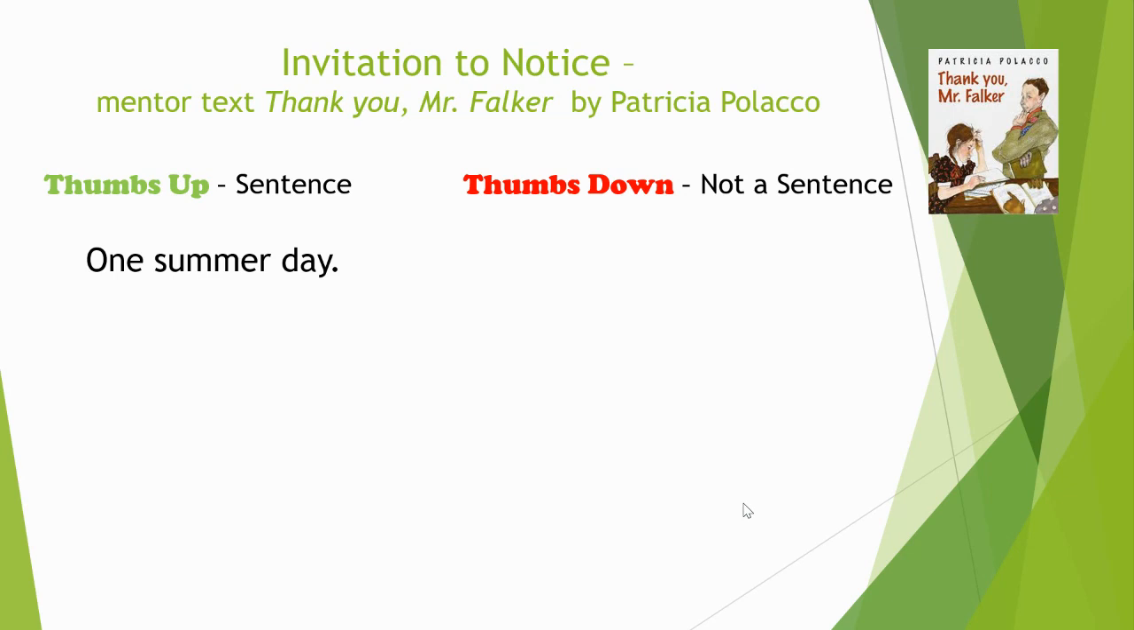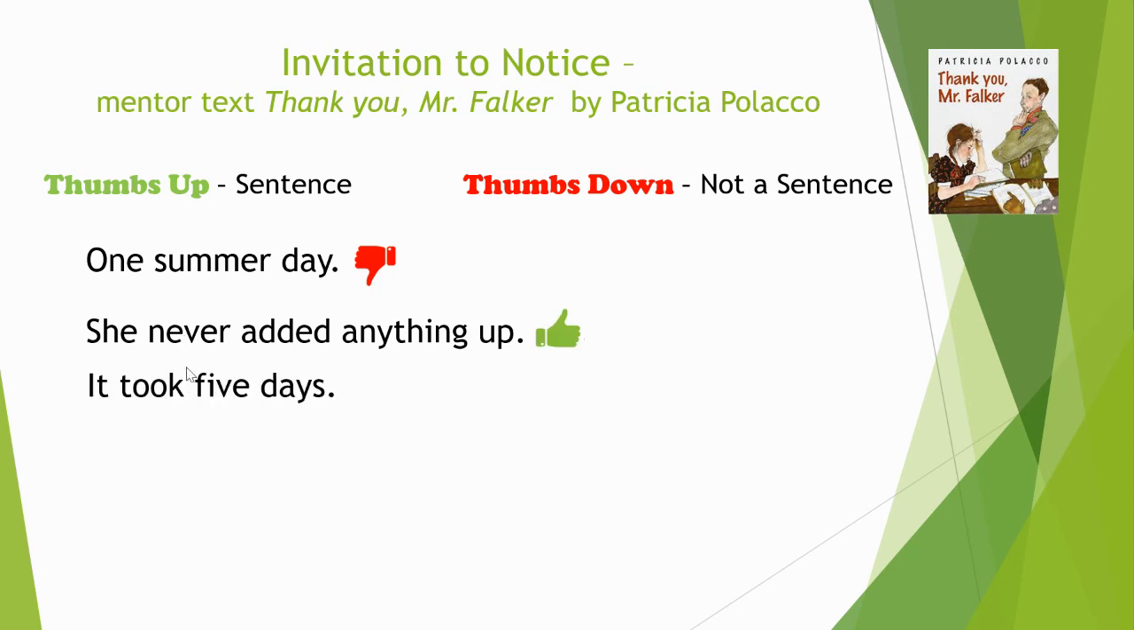One summer day. Well, I see that one summer day does not give me a complete thought. I do not have a subject or predicate. So in that instance, this would not be a sentence. He never added anything up. Here I have a subject and a predicate. It does make a complete thought, so this would be a sentence. It took 5 days. Once again, we have a subject and a predicate. It makes a complete thought. This is also a sentence.